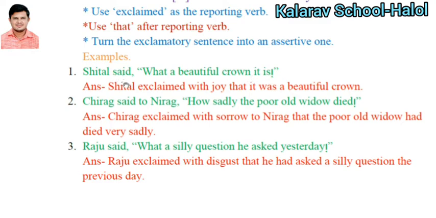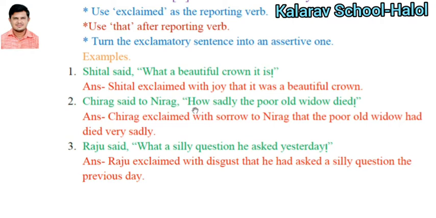Sheetal said, okay, then "what a beautiful crown" means she got the surprise, she got the joy. So Sheetal exclaimed with joy that, okay, now you have to write down the simple sentence. What is the simple sentence of "What a beautiful crown it is"? It is a very beautiful crown, but we have to change the tense also. So it was a beautiful crown, full stop. Now you can see in this sentence that the exclamation mark is removed, because this sentence is transformed into the assertive sentence.